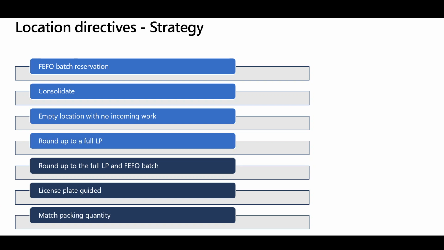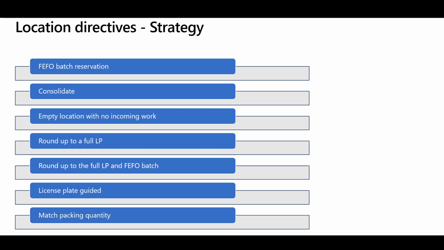For the replenishment process, you can use the Round up to full LP strategy. This strategy is used to round up the inventory quantity being allocated to match the license plate quantity that should be picked. Or you can combine the FIFO batch reservation and the round up to full license plate strategies by selecting Round up to full license plate and FIFO batch strategy. For the transfer order process, you can select License plate guided strategy, where you can create picking work that holds the requested license plate.